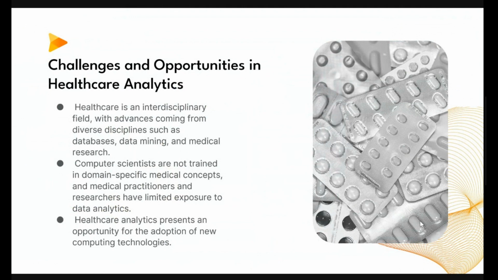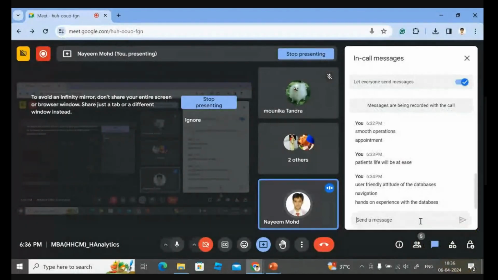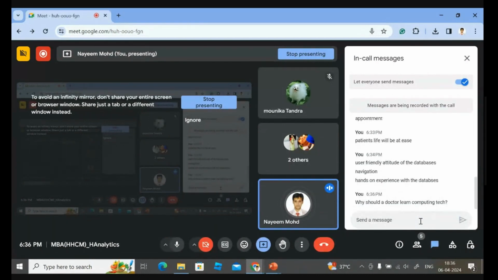Now, moving on, if you look at it, the computer scientists are not trained in domain specific medical concepts, and medical practitioners and researchers have limited exposure. And this is a huge gap. I'll explain in detail. Why should a doctor learn computers or computing technologies? Why do you think he or she should learn? Whose job is it to learn? Yes, ladies, tell me.